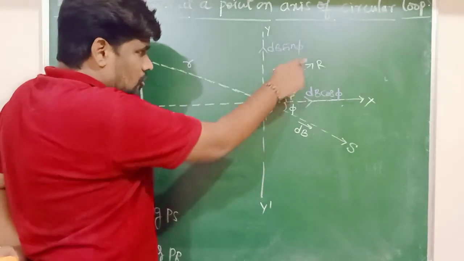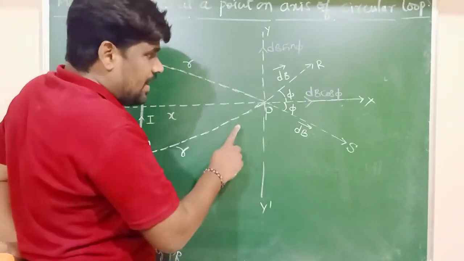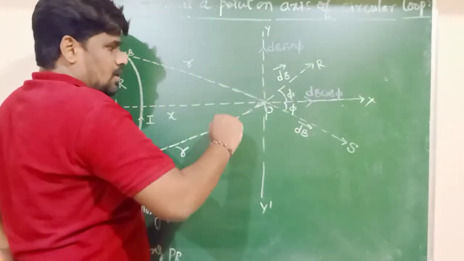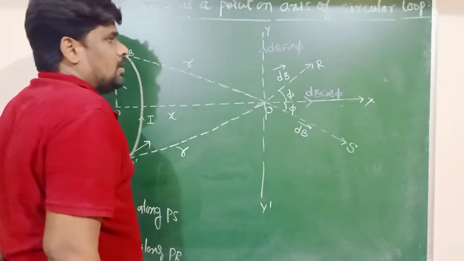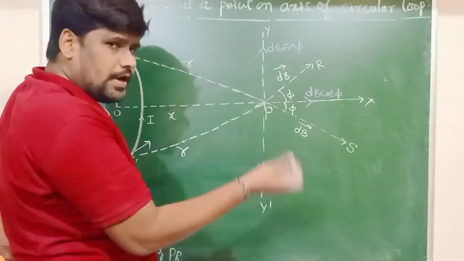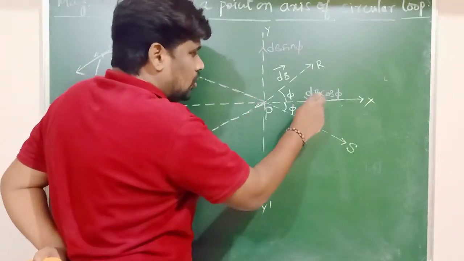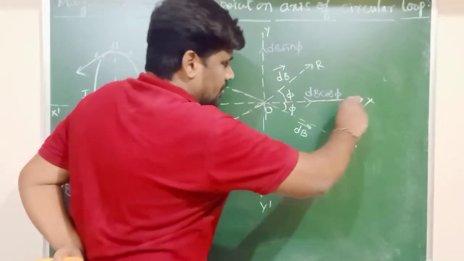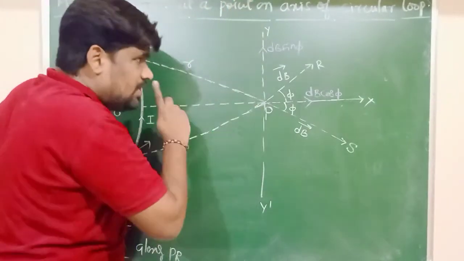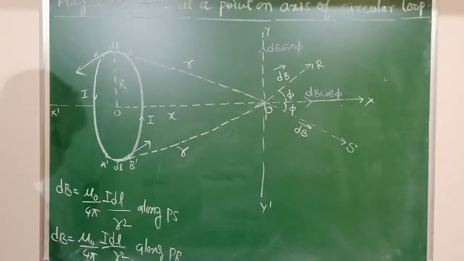Magnetic field along PR makes an angle of phi with the horizontal. Therefore, it is resolved into two components. One is dB cos phi along the horizontal direction, and dB sin phi along the vertical direction.